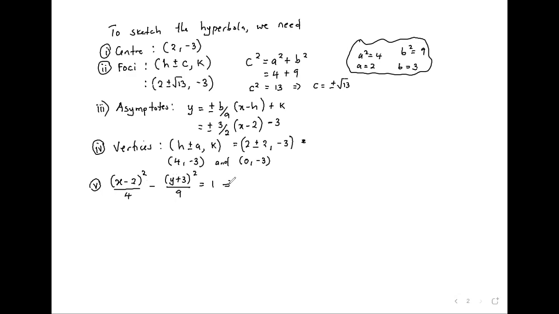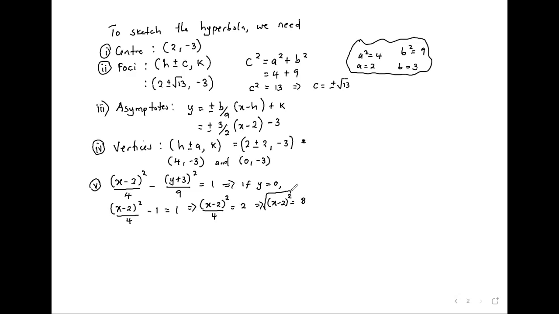So what happens if y is 0? We're going to have x minus 2 squared over 4, minus, when y is 0, 3 squared over 9, meaning 9 over 9, which is 1. So I'm going to have minus 1 equal to 1. So this whole thing becomes x minus 2 squared over 4 is equal to 2. If we cross multiply, we get x minus 2 squared equal to 8.